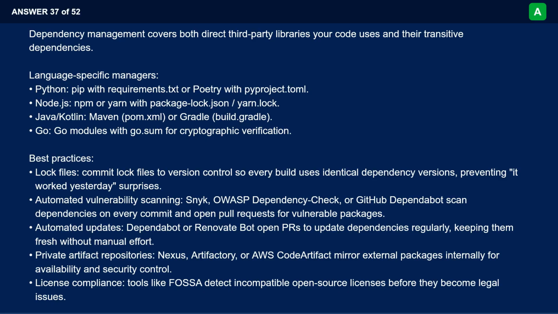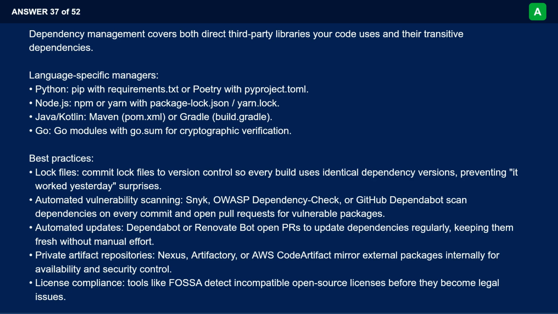Best practices. Lock files. Commit lock files to version control so every build uses identical dependency versions, preventing "it worked yesterday" surprises. Automated vulnerability scanning. Snyk, OWASP Dependency-Check, or GitHub Dependabot scan dependencies on every commit and open pull requests for vulnerable packages.